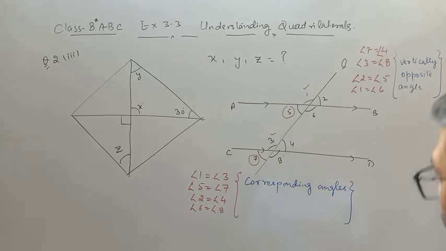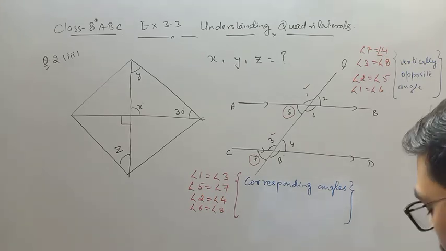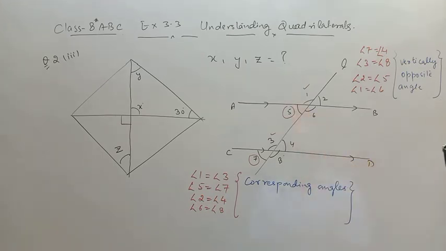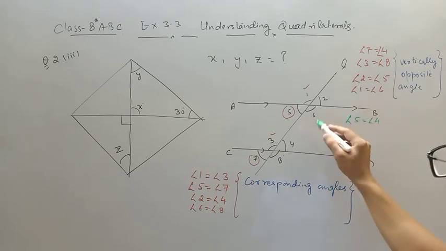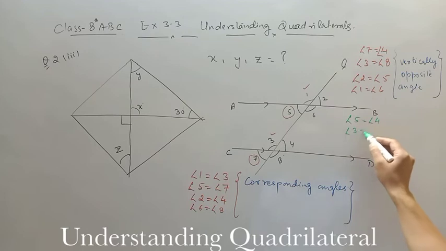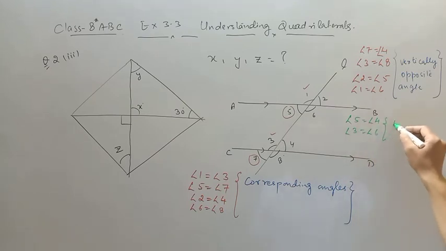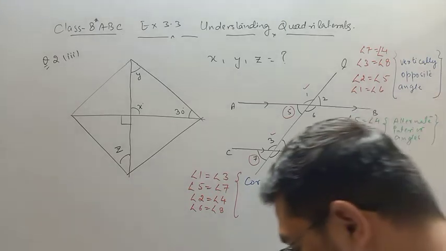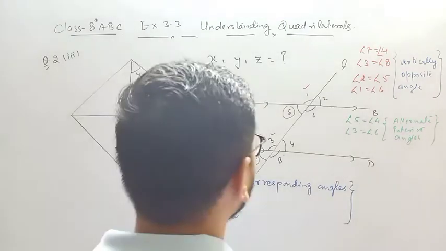Then the third type of angles: angle 5 equals angle 4, and angle 6 is equal to angle 3. These are alternate interior angles. So these are the three types of angles that are related with parallelograms.